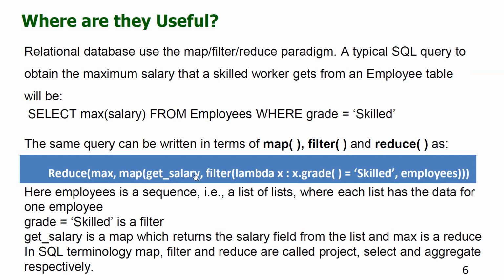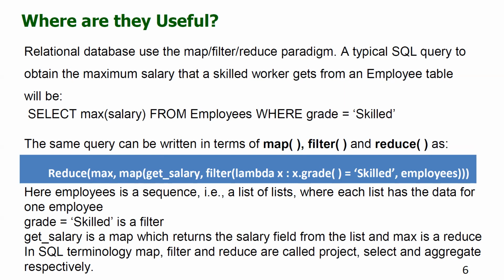So first of all, we have to apply the filter function: filter lambda x dot grade equal to skilled. Okay, so for this, what is the input? The employees database. After filtering only the skilled employees, next we have to get the salary of all skilled employees. By using the map function, we can get the salary of all skilled employees. Then we have to find out the maximum salary, so that is reduce max.